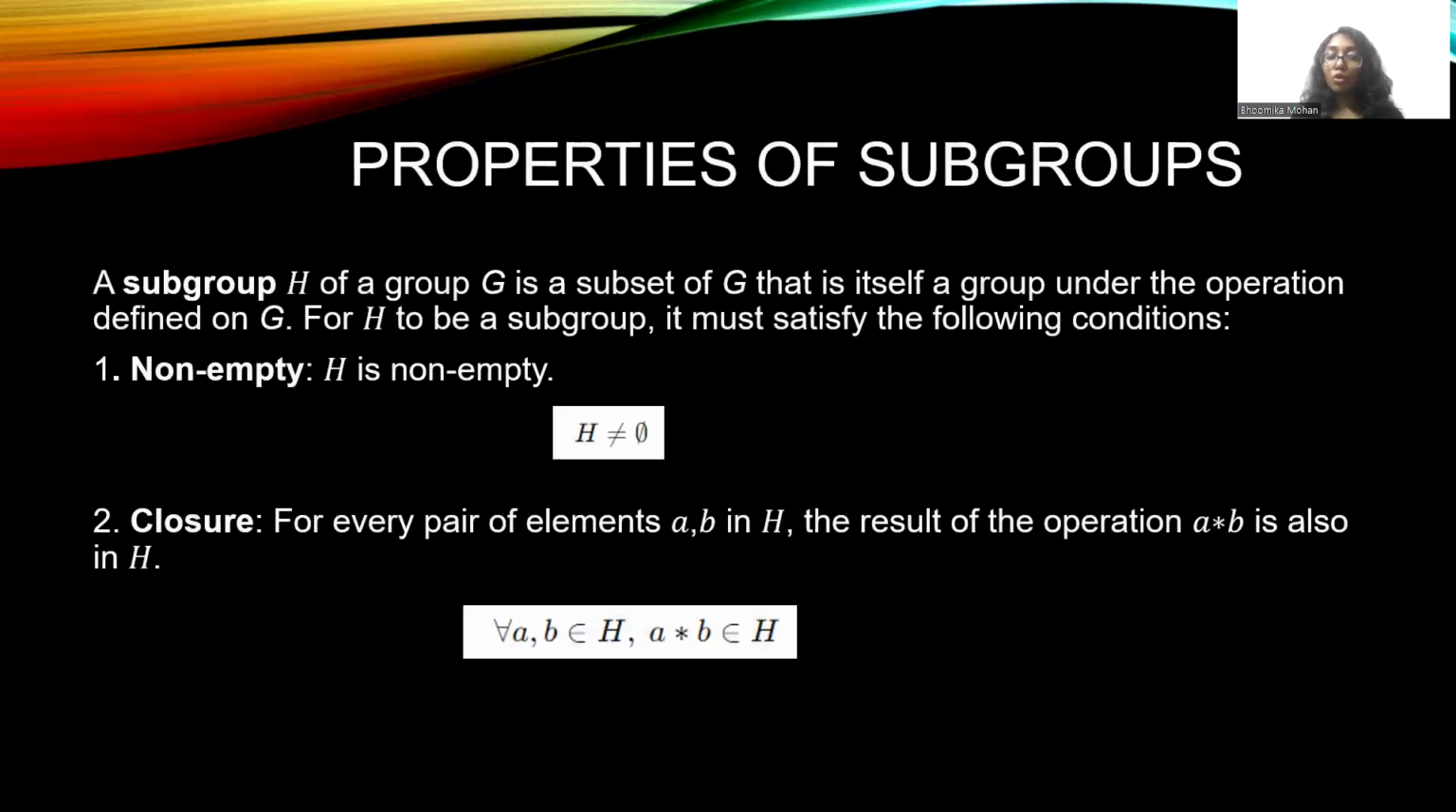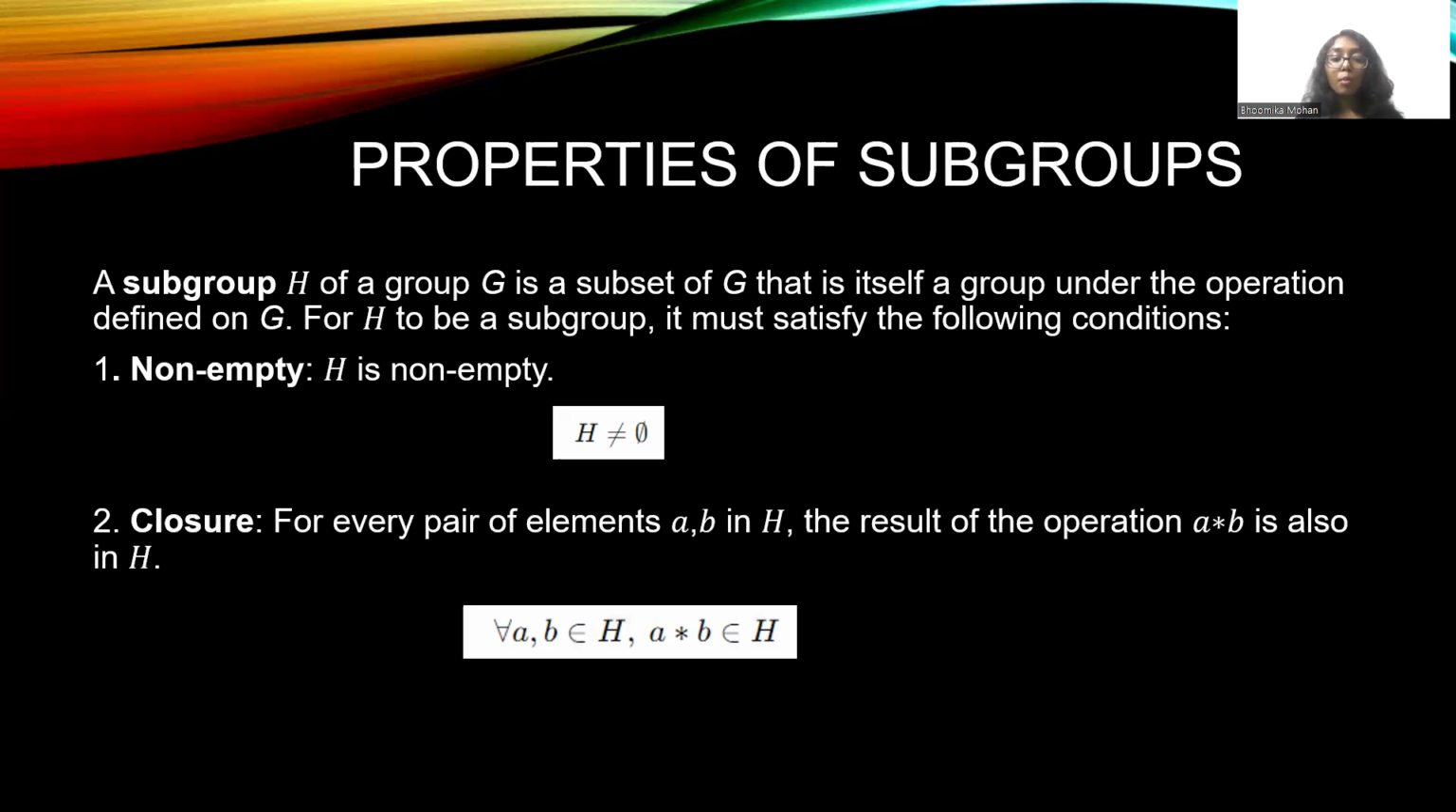Coming to properties of subgroups, a subgroup H of a group G is a subset of G that is itself a group under the operation defined on G. For H to be a subgroup, it must satisfy the following conditions. The first condition is non-empty, that is H is non-empty. In symbolical form it is represented as H not equal to null.